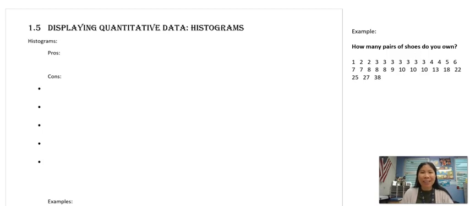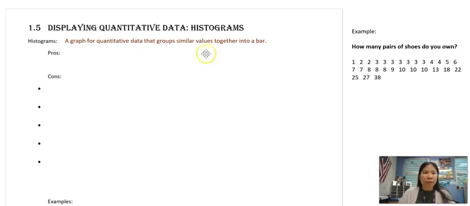Today we're talking about another type of graph that we can make using quantitative data. So in our section with the categorical data, we talked about bar charts. Today we're talking about histograms, which look a lot like bar charts, but specifically it's used for quantitative data. In bar charts, the data was grouped together based on the categories that it was in. A histogram is going to group similar values together into a bar.